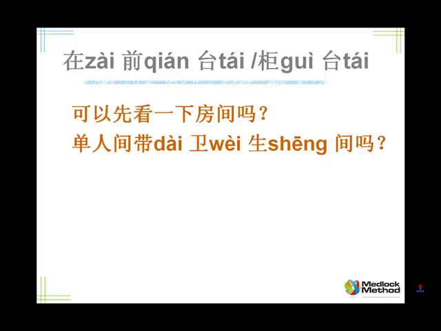The next question you might want to ask is about checkout time. So how do you say checkout? 退房. Ask me, what time is checkout? 几点退房? Tell me checkout is at 12.